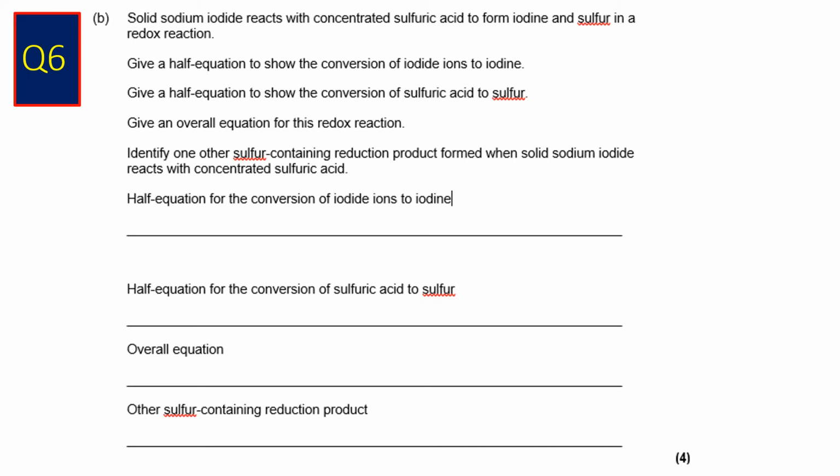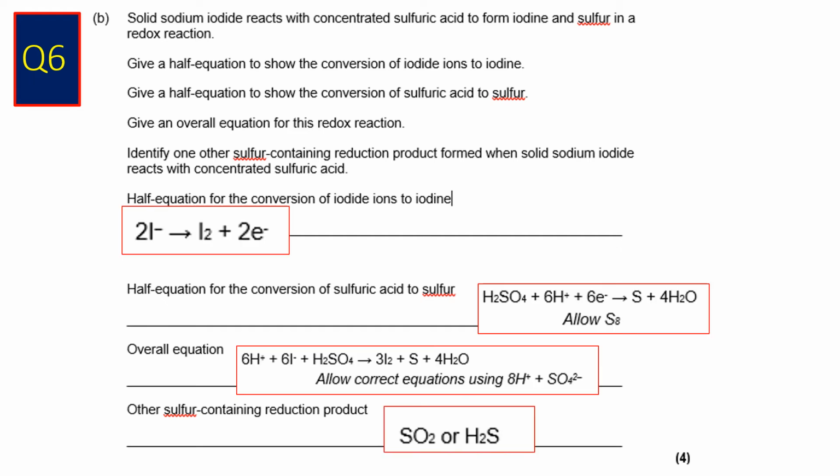Give an overall equation for the reaction and identify one other potential sulfur-containing reduction product formed when solid sodium iodide reacts with concentrated sulfuric acid. So I'm going to show the answers first, then I'm going to go through them step by step to explain why they were the way they were.